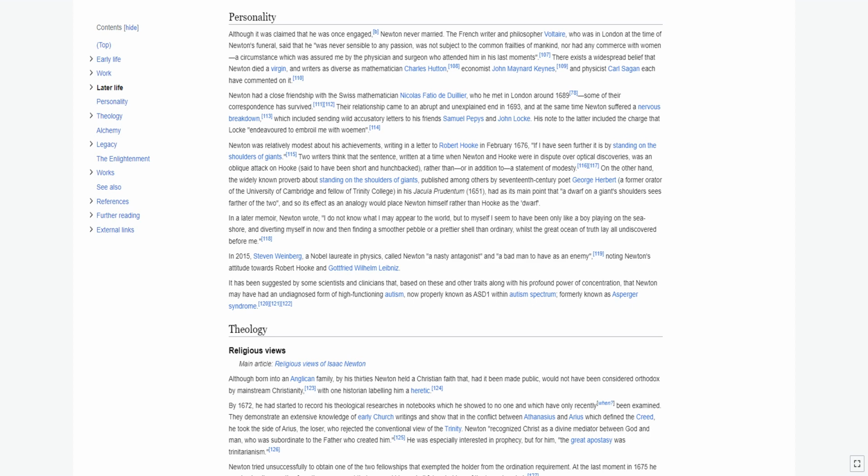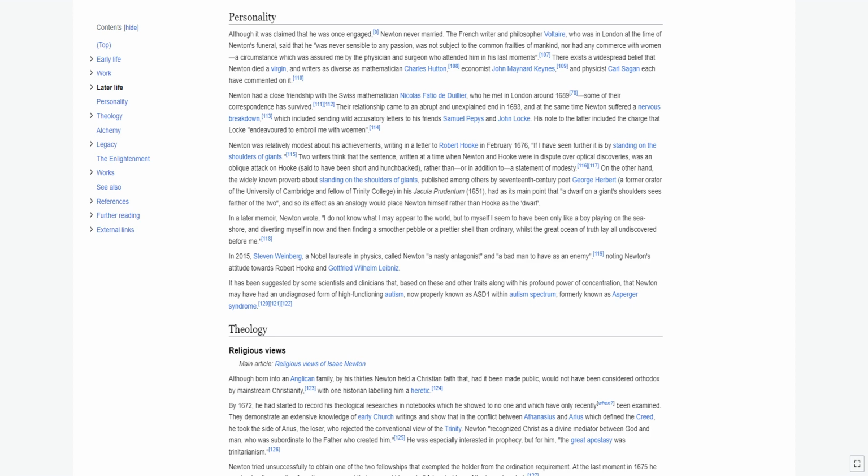1651, had as its main point that a dwarf on a giant's shoulders sees farther of the two, and so its effect as an analogy would place Newton himself rather than Hooke as the dwarf. In a later memoir, Newton wrote, "I do not know what I may appear to the world, but to myself I seem to have been only like a boy playing on the seashore, and diverting myself in now and then finding a smoother pebble or a prettier shell than ordinary, whilst the great ocean of truth lay all undiscovered before me."